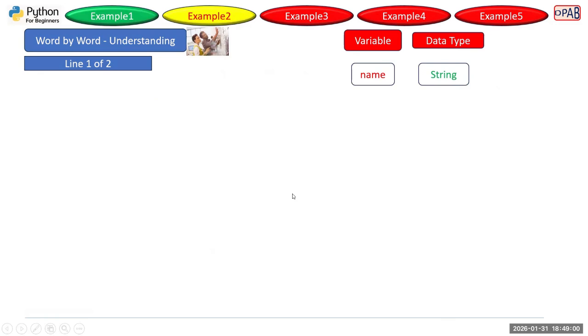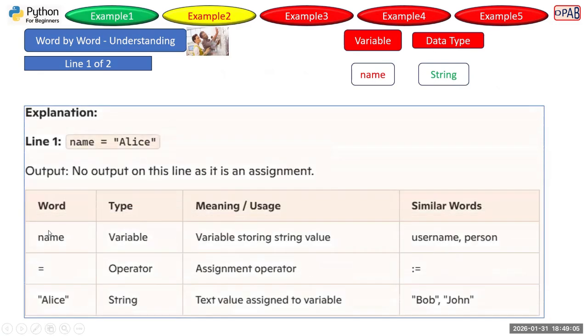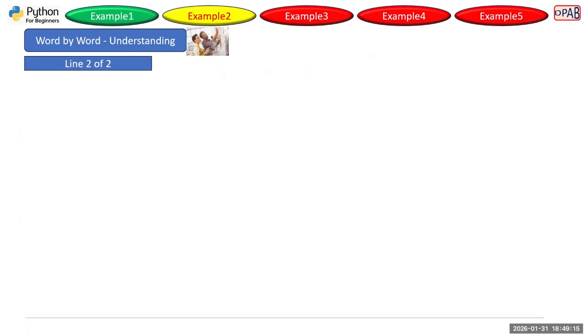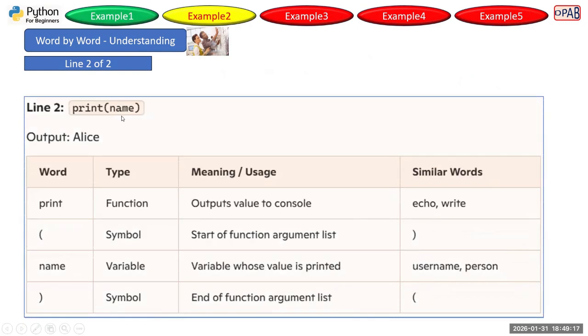But what are these? I'll explain here. Variable is name. Data type is string, as we have discussed here. The same thing is explained here in detail. If you want to see this in detail, please pause the video and go through it one by one. You will be able to understand, I'm sure. And next one is line 2, print name, which you are already aware of. What is print? It's a function. The parentheses are the symbols for the start and end of the function argument list. And name is the variable we have defined.